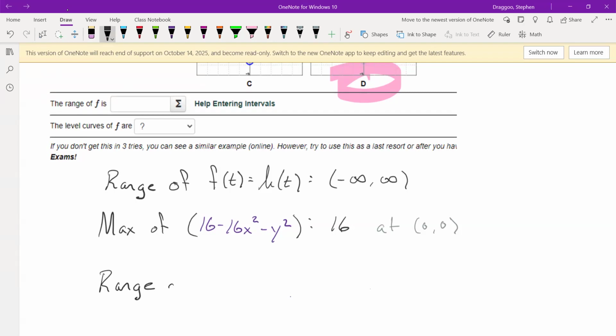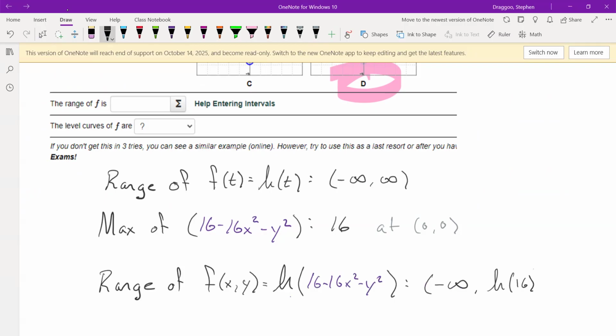So the range of f of x y, which again was the natural log of 16 minus 16x squared minus y squared, is going to be negative infinity up to the natural log of 16. And this time I'm going to include the natural log of 16 in my range, so I'm going to have a bracket there, since the point (0, 0) is included in the domain, I can plug that in and get a value.